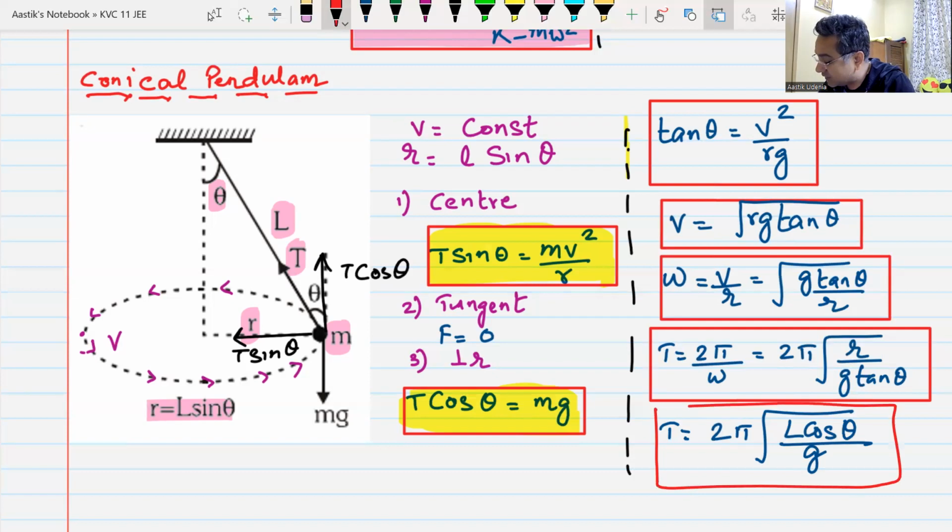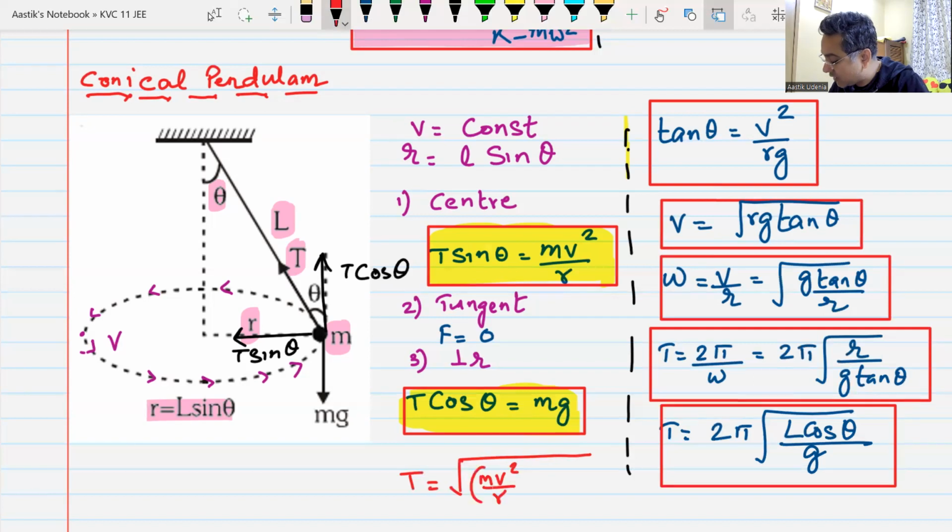And that is all the results of this put together. One more result you can find out: the value of t. How can you find out the value of t? T will be equal to, you square both the equations and you add them. So T will be equal to the square root of (mv square by r) the whole square, plus (mg) the whole square.